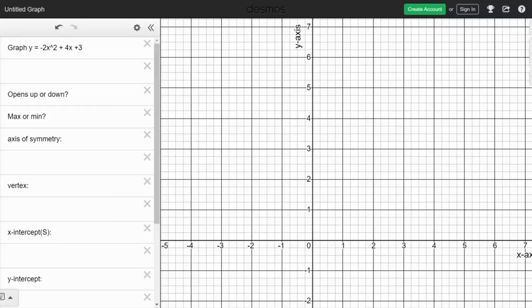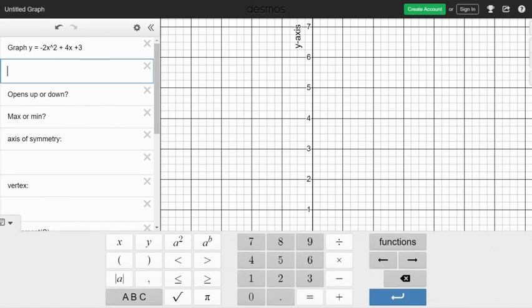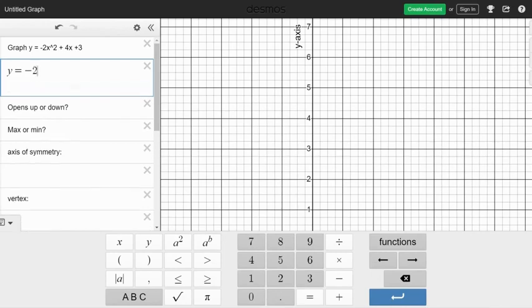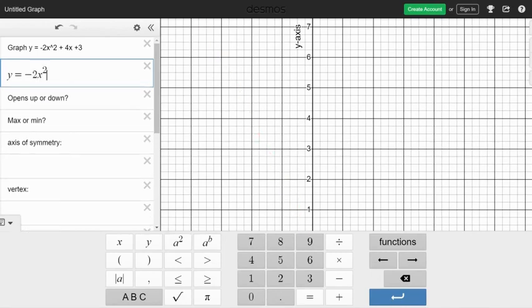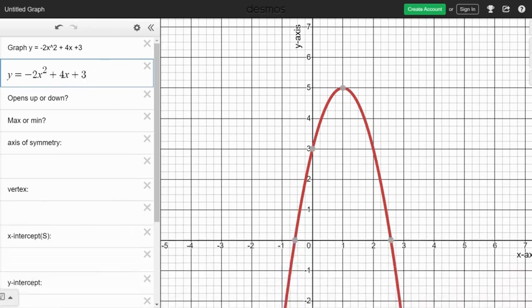Key features on the graphs of quadratics. Remember, we call those parabolas. So let's say, if you look over on the side here, I want to graph this parabola. I'm going to just type it in my window, y equals -2x squared, using the squared button, plus 4x plus 3. All right, now I can see my parabola.